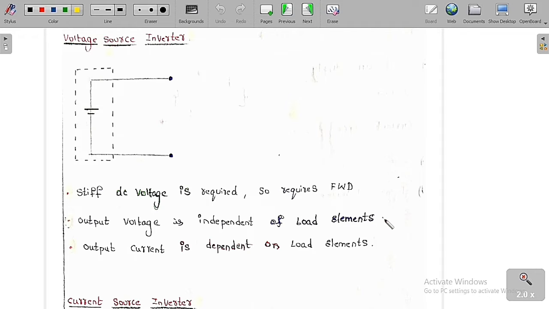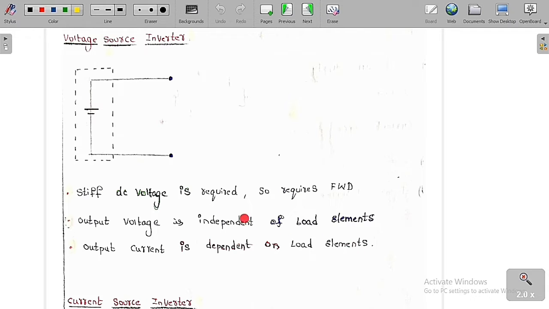It's a very important statement. The output voltage will be independent of the load parameters, but the output current is going to depend upon the load parameters. The output current depends upon the load elements, as I have already told you.